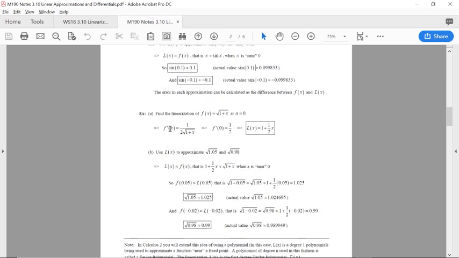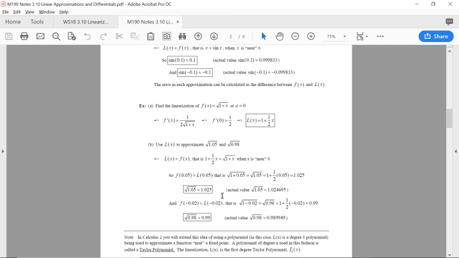Okay. So the next example, find the linearization of f of x equals the square root of 1 plus x at a equals 0. In other words, that would be useful for us to be able to evaluate quantities that are close to the square root of 1. Because if we plug 0 into this, we would get the square root of 1, which is 1. So this would be useful to approximate values like the square root of 1.05, because that's close to the square root of 1, and the square root of 0.98, because that's also close to the square root of 1. Okay, so we'll take a look at another example like that.